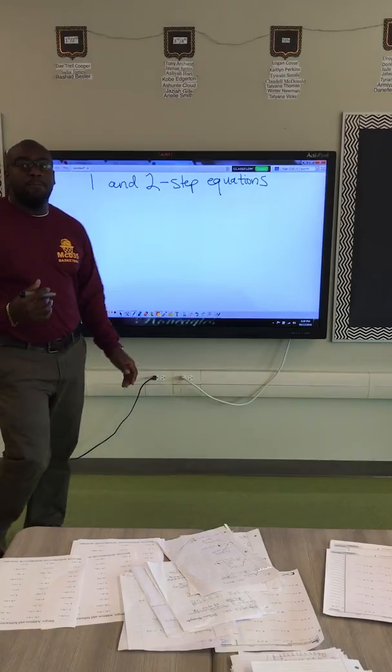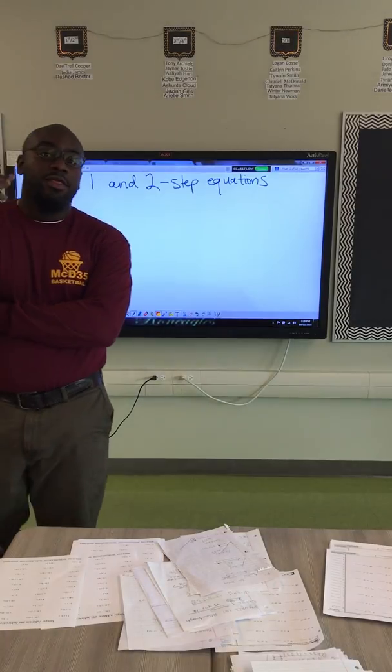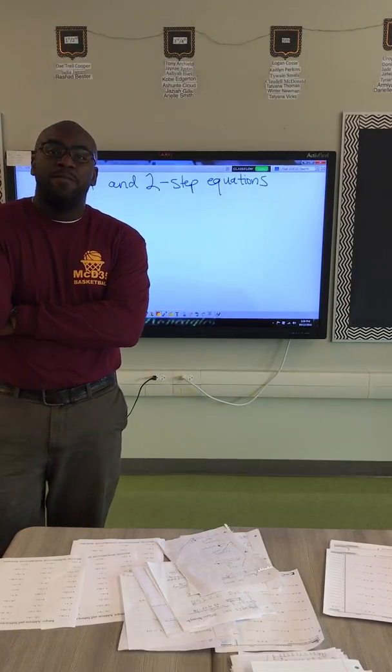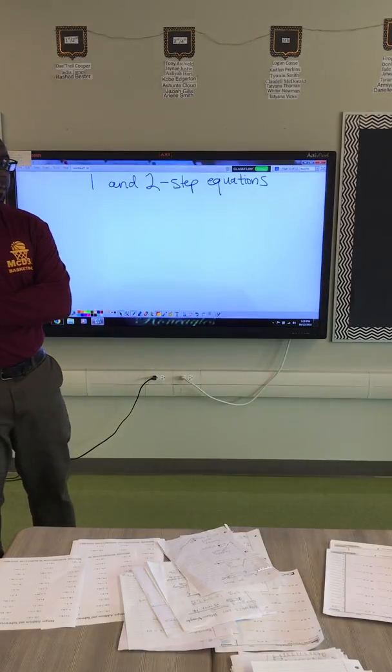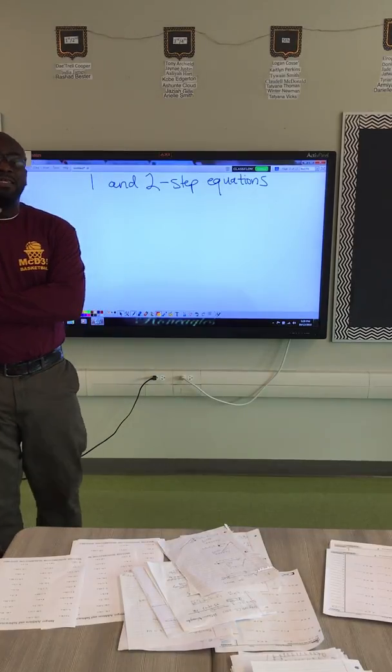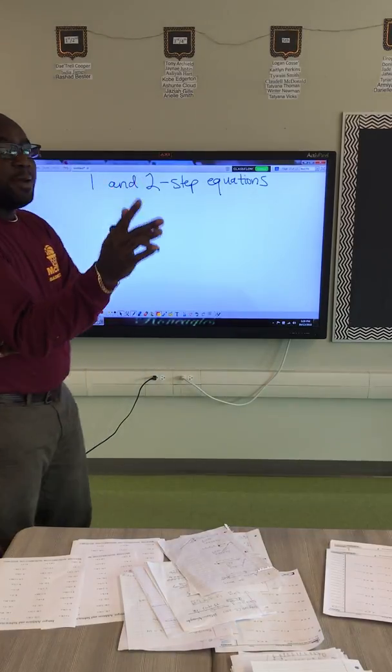As we start class today, we're going to start with 1 and 2 step equations, how to solve them, because it's time to move on from it, but a lot of us still have not mastered it. So start by writing this down.